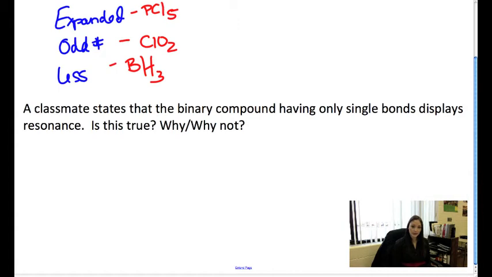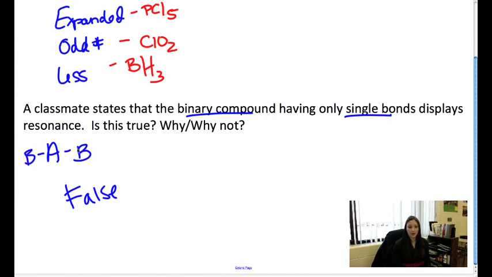Let's look at the last question. A classmate states that the binary compound having only single bonds displays resonance. Is this true? Why or why not? Binary compound meaning two things, so A and B, they have only single bonds and it displays resonance. That is totally false. Even if you had two B's, it's still going to be a binary because there's still two things. The only single bonds part kills you.